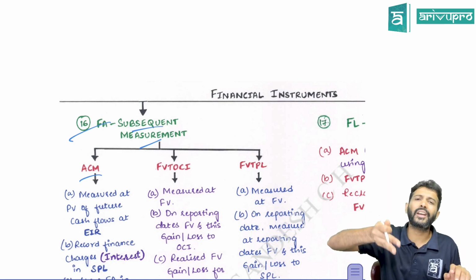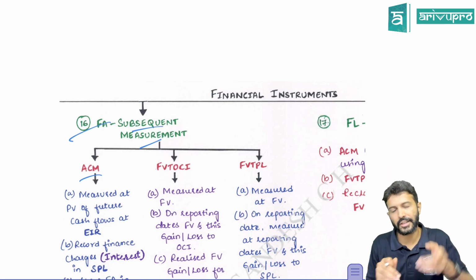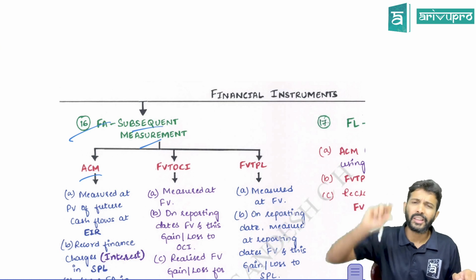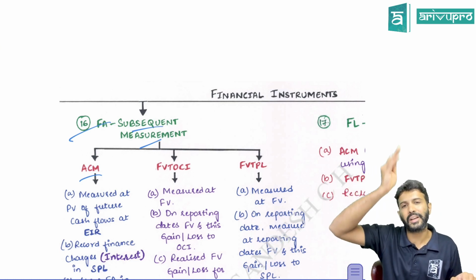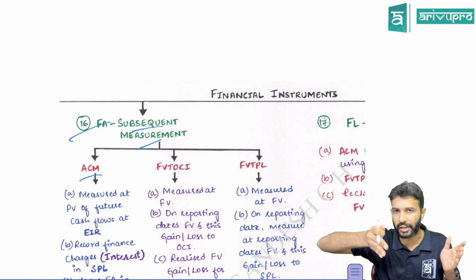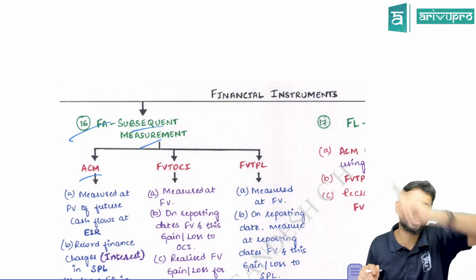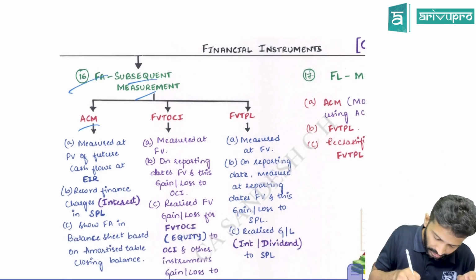So go on booking finance income in case of financial asset at the effective interest rate. That particular ACM table will give you the interest income on the financial asset every year and also the closing balance of the financial asset, which has to be shown in the balance sheet. That's what I've written over here.